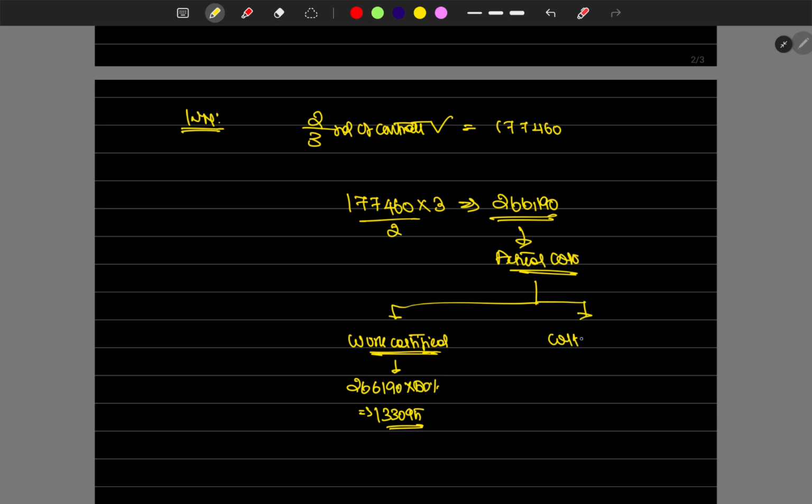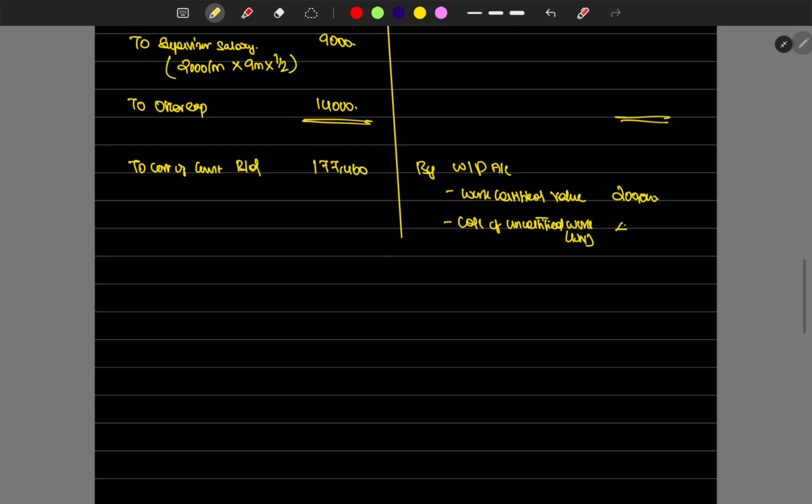Then what's the cost of work uncertified? Okay, so 1,77,460 is the total cost incurred so far. Out of this, the cost of work certified is 1,33,095, which is C. Okay, so we'll get the value of 44,365. So 44,365 is the cost of work uncertified.